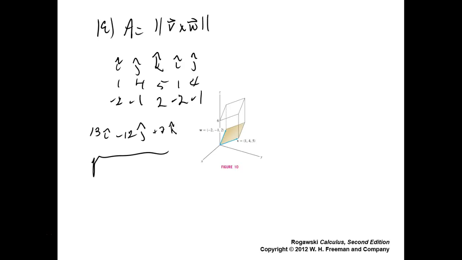Okay. What would be the magnitude then? 13 squared, which is, I think, 169, plus 144, plus 49. Notice when you're doing magnitudes, you're squaring, so they're all positive. So that's 313 plus 49, that's 362, and I don't think that's a perfect square, so that's the area of that parallelogram.